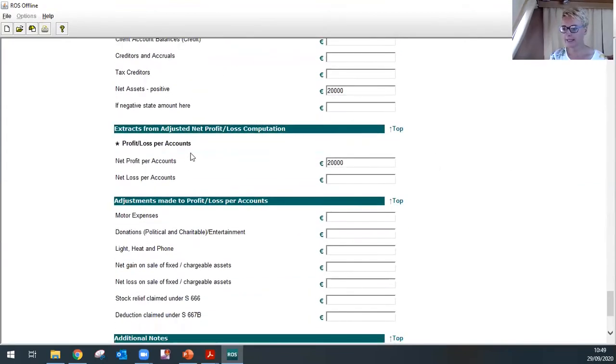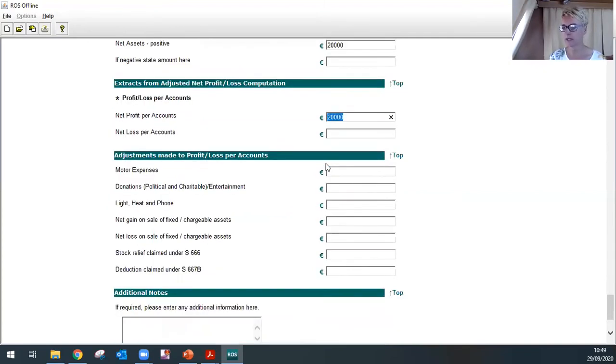So again, in this section, we repeat the net profit figure. So 20,000, we calculated already. And in this section, if you had any private use of business expenses, if any of the expenses related to the private use, you would enter the adjustments here.